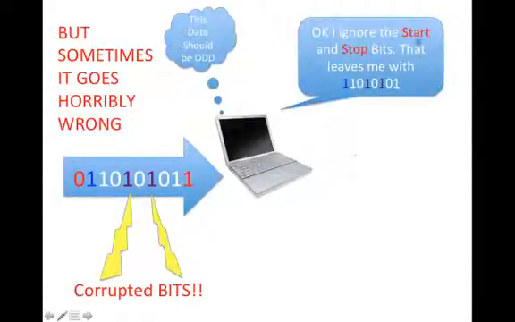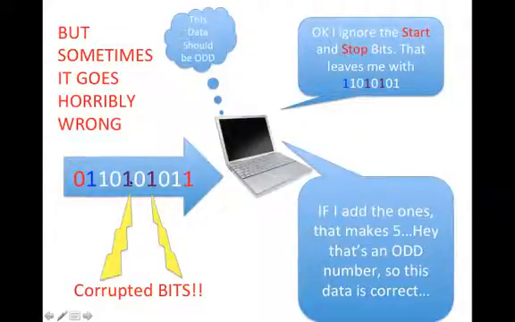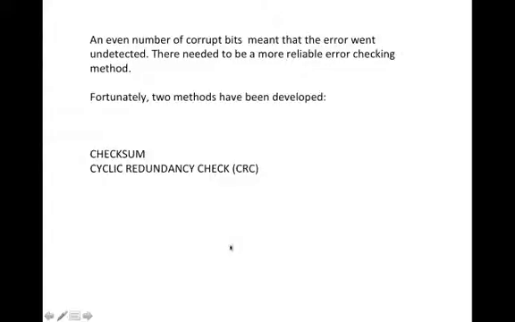Sometimes, however, it used to go horribly wrong. So in comes our data. You can see this time that 2 bits have been corrupted. The data should be odd. It ignores the start and the stop bits. That leaves it with 1 1 0 1 0 1 0 1. It adds the ones together: 1 2 3 4 5. Ignoring the start and stop bit, that's 5. That's an odd number, so the data is correct, even though we know it's not, because we can see that 2 data bits have been corrupted. An even number of corrupt bits meant that the error went undetected.